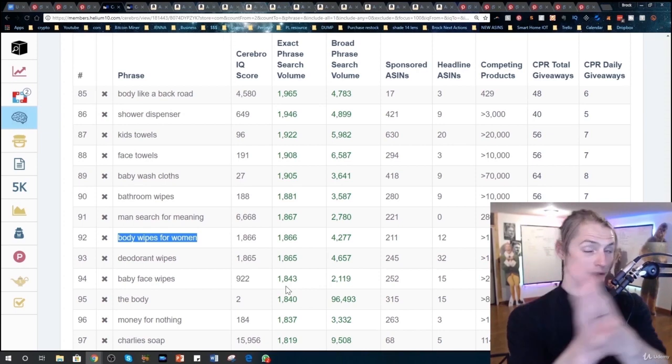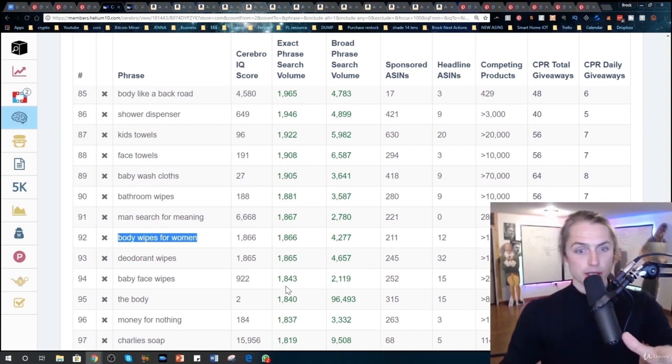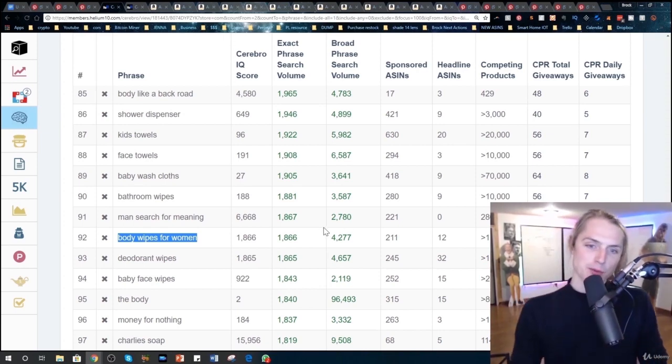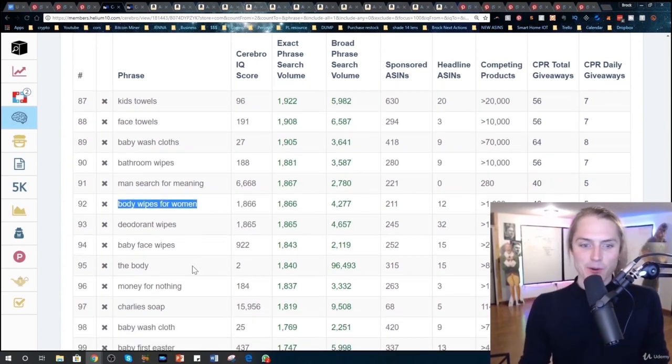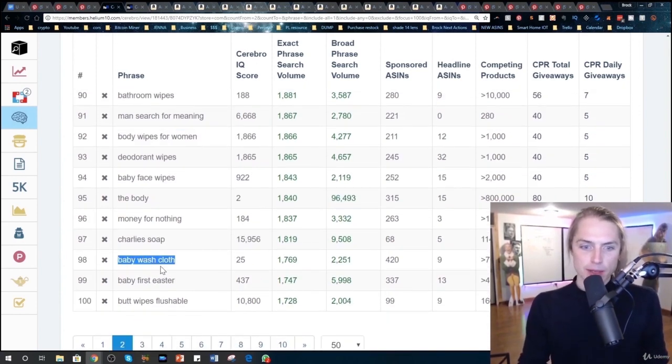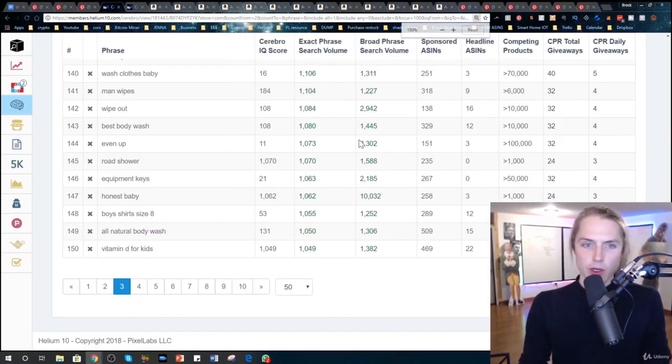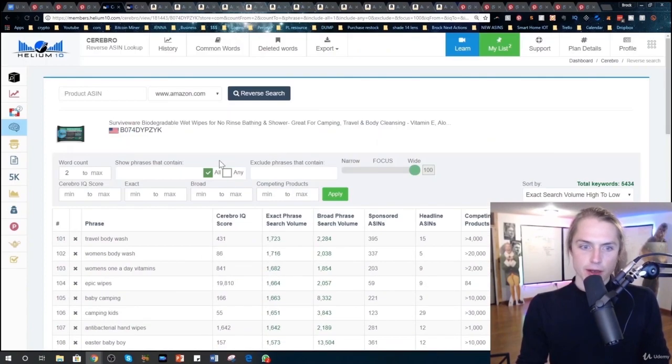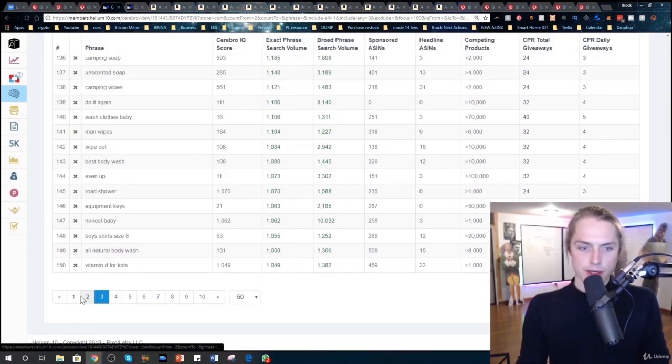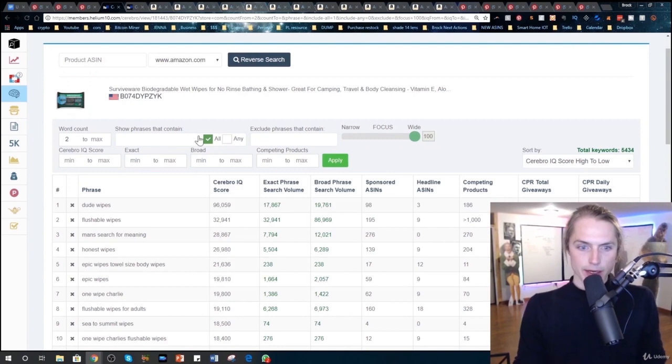There's people looking up those other keywords, so there's women that are looking for women's ones, but they're just not typing that in. So I'd look into this more. A baby washcloth. Let's see. Flushable. I could go here and then just sort it by Cerebro IQ score. So we'll go ahead and do that. And then I'm going to make it at least 200 for the minimum Cerebro IQ score. I made it 200 for the minimum exact phrase search volume so that we could get something.